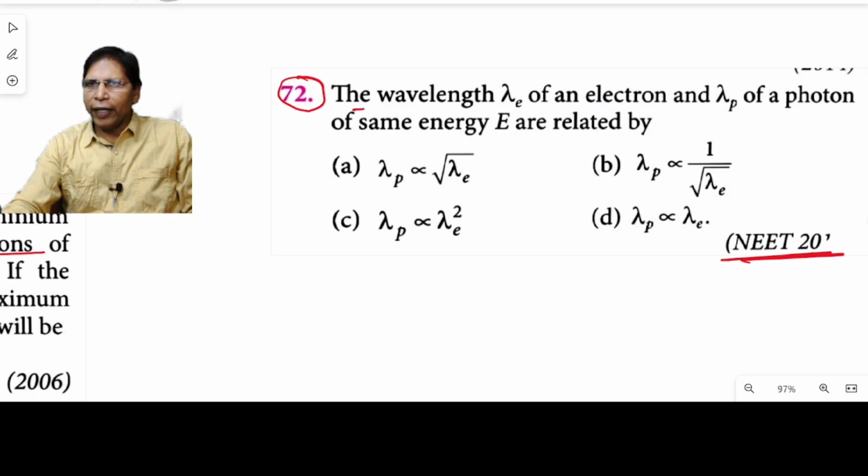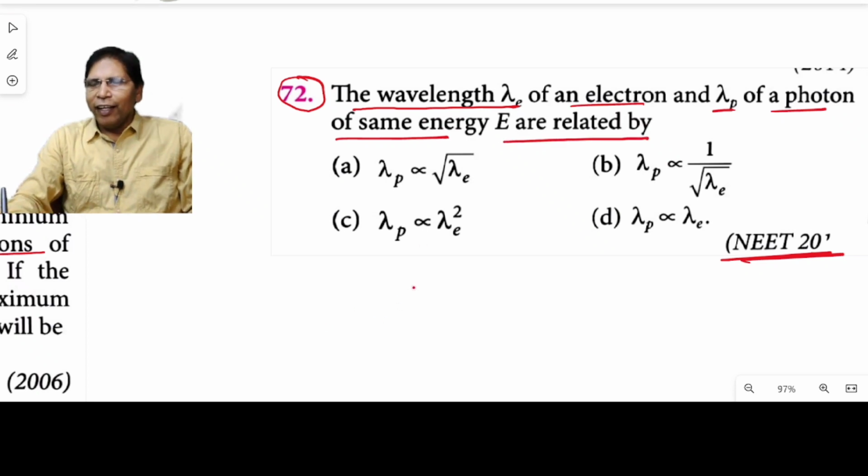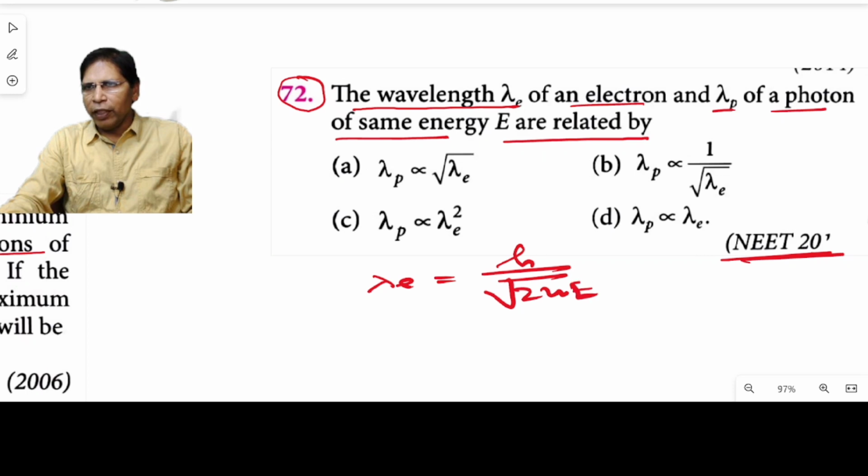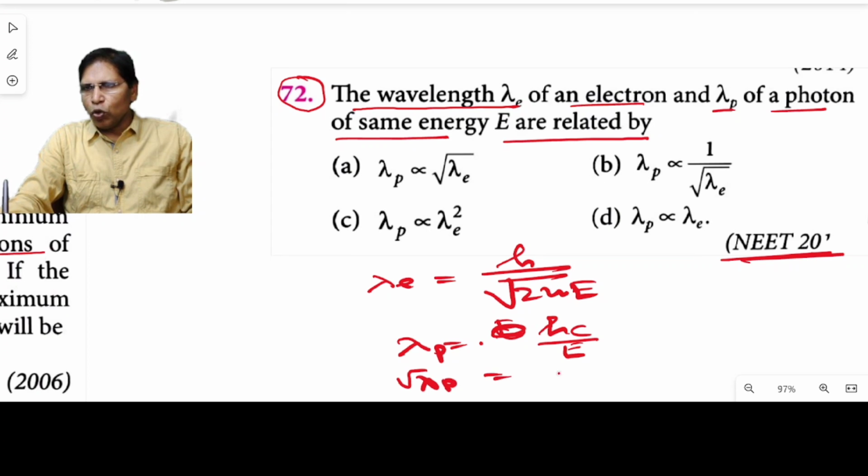Correct. Now another question. The wavelength lambda e of an electron and lambda p of a photon of the same energy are related as follows. The wavelength of electron is h by root under 2mE. The wavelength of photon is hc by E. Now root over lambda p equals root over hc by E. So root over lambda p equals root over lambda e, so lambda p equals lambda e square. Option C is correct.